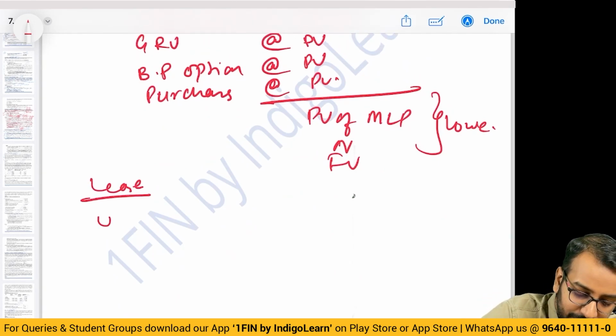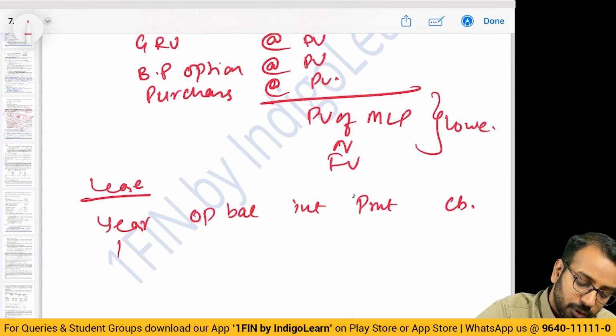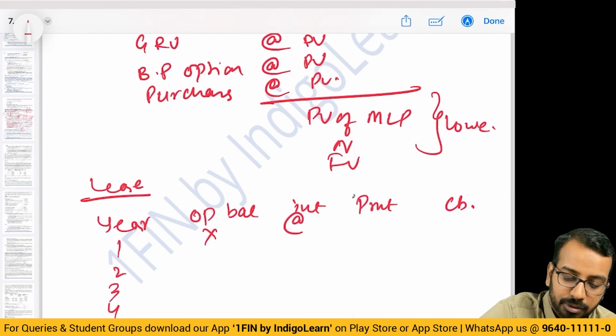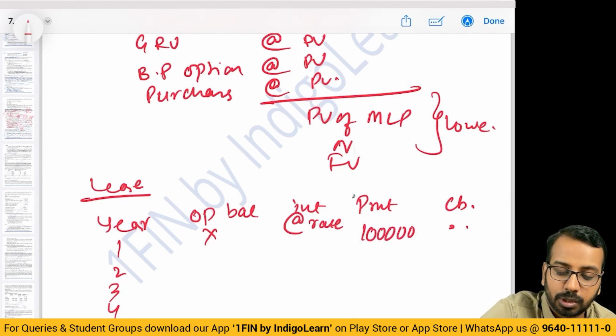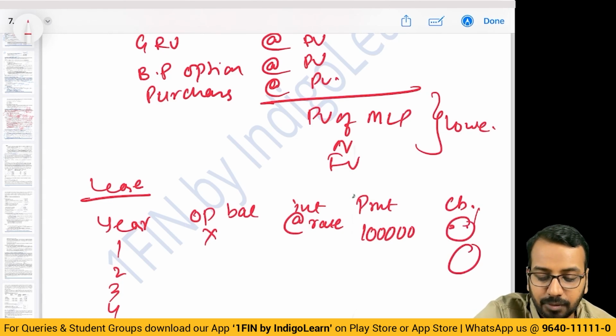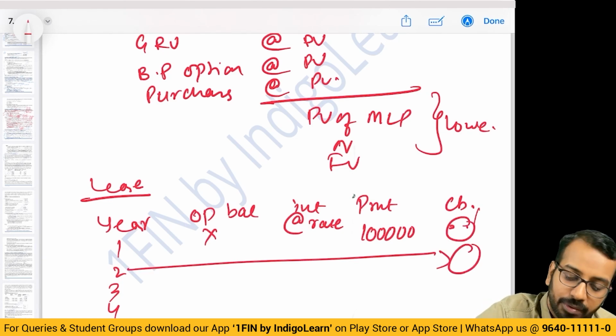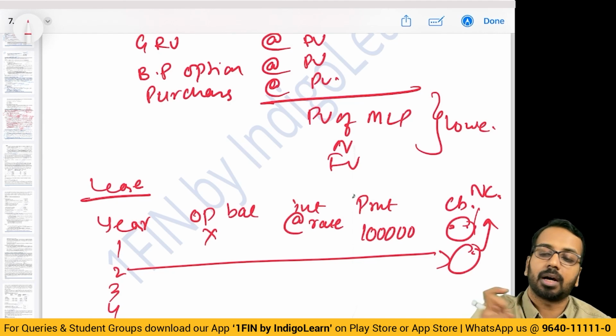Then for the lease liability, you will make a schedule: year, opening balance, interest, payment, closing balance. Year 1, 2, 3, 4, 5, for example, opening balance, interest at the rate, payment, let us say 1 lakh, and the closing balance. So like this, you will do the calculation. Closing balance at the end of second year, whatever is the closing balance, that portion will become non-current at the end of the first year. And the difference between these two will be the current liability.